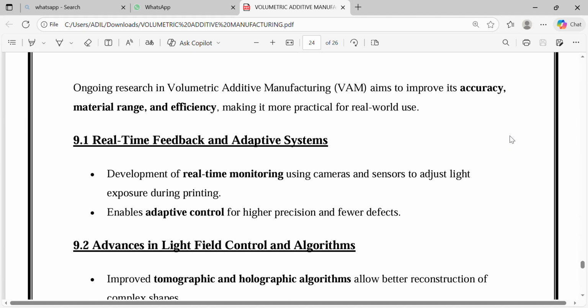First one is the real-time feedback and adaptive systems. Real-time monitoring: VAM enables integration with sensors, customized design, and complex geometries. Applications are found in industrial process control, environmental monitoring, and healthcare. In adaptive control, VAM enables integration with sensors and actuators, real-time monitoring, and customized design. Applications are found in robotics and industrial automation.